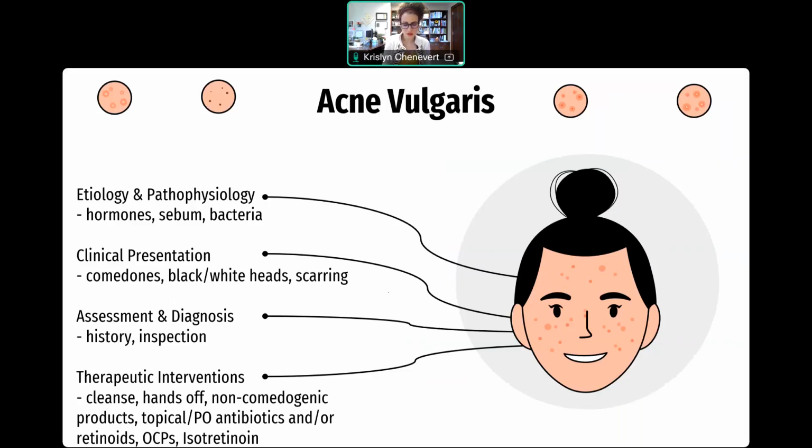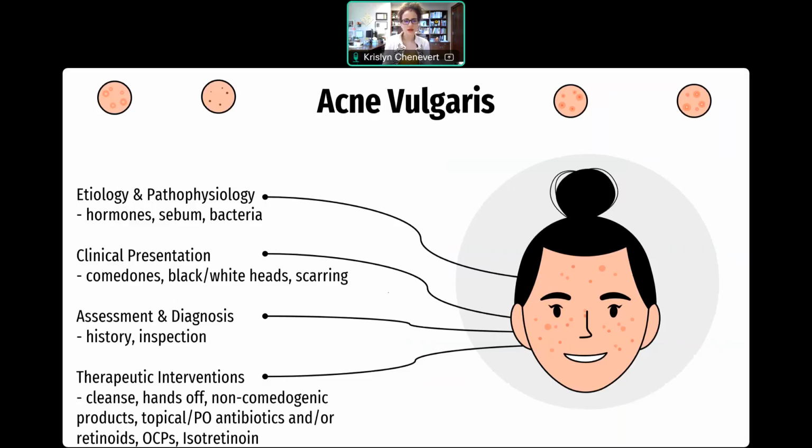Presentation, it presents on the skin with blackheads, whiteheads, comedones, which is the stuff that you're trying to squeeze out of a pimple when you're trying to squeeze it out, even though we all know we're not supposed to do that. And then we can also, in very long-standing and severe cases, especially nodular acne, see scarring, which is very, very difficult to get rid of.